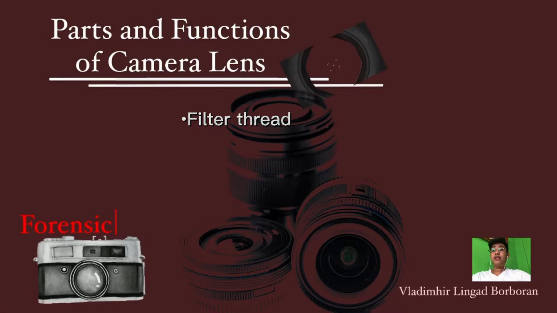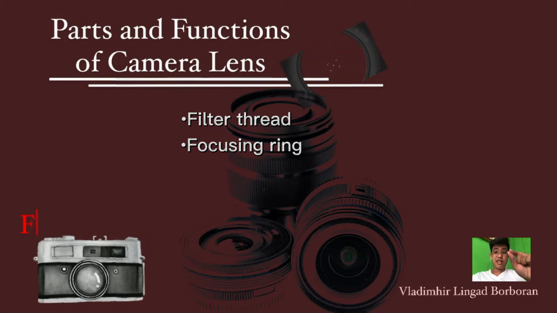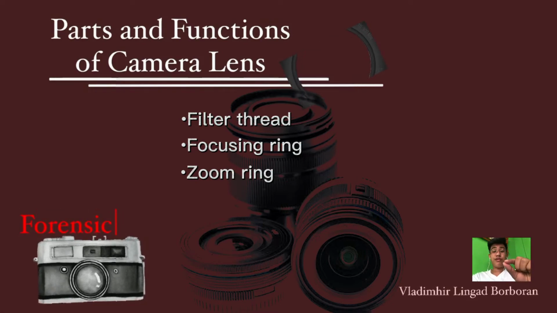The second one is the focusing ring. The main purpose of this ring is to focus or look for the sharpness of the image. Next is the zoom ring. This ring is to enlarge or reduce the size of the subject or the image.